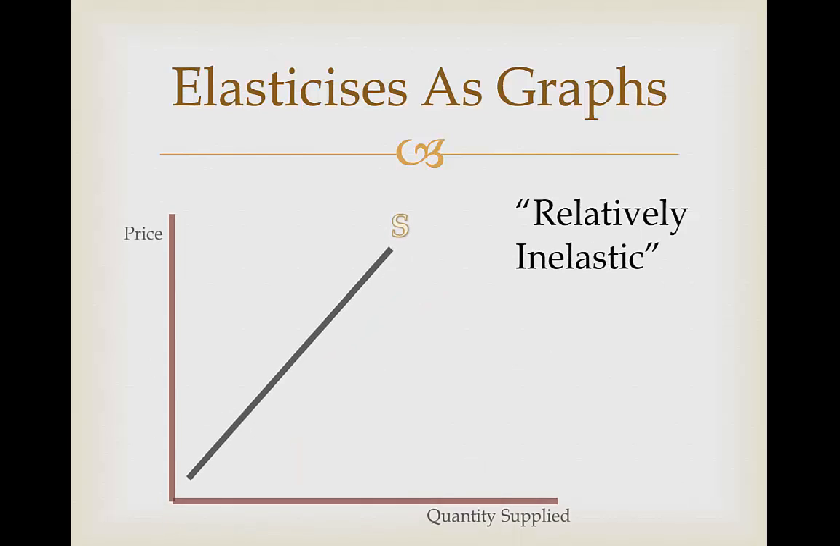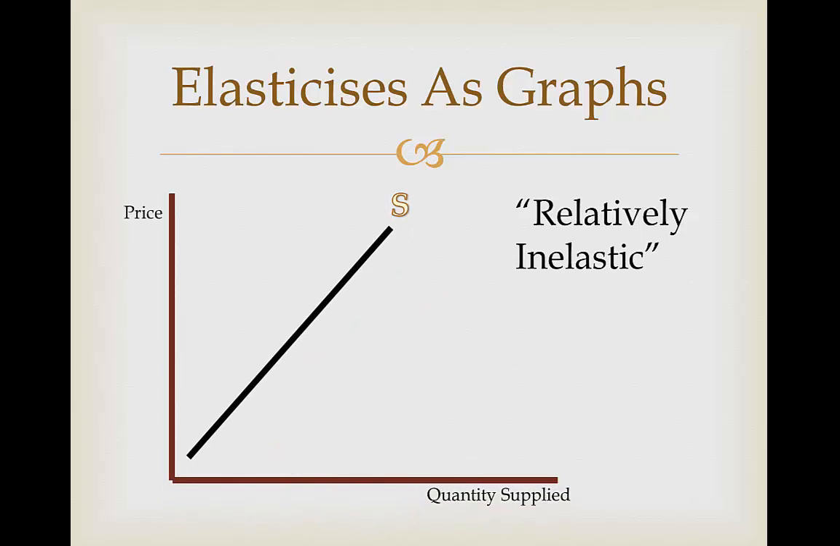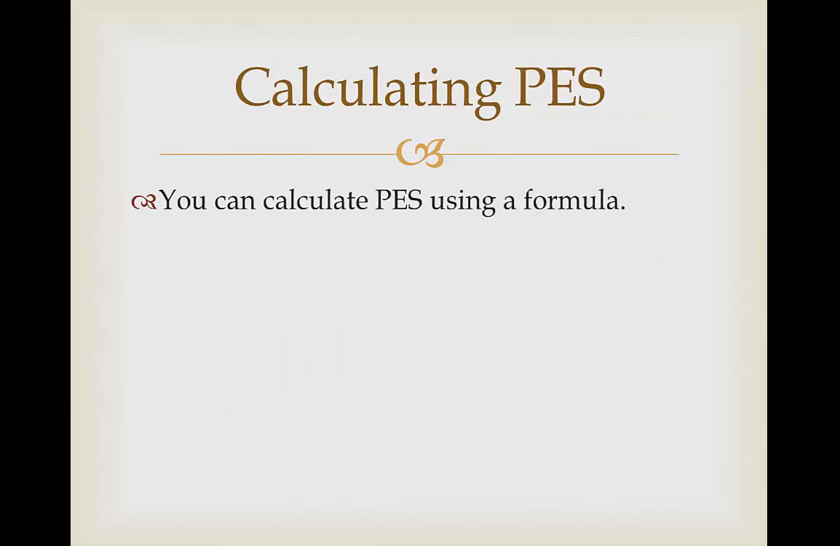Now a relatively inelastic graph is the other way around. Now the curve is much steeper, and if we can plot on point A and move that to point B, we can see that a change in price is not going to have such a big change in quantity supplied. So that makes it inelastic.